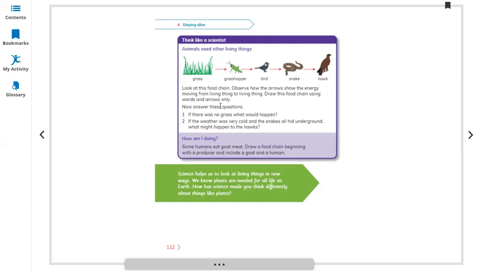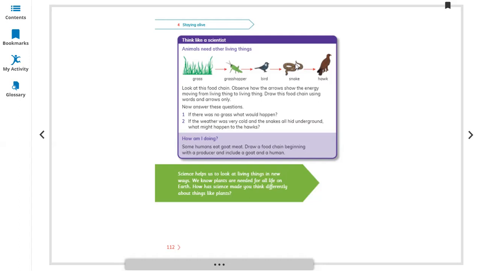Now answer this question. What would happen if there is no grass? Because the chain starts from here. If there is no grass, then the grasshopper cannot eat. There is no energy, it dies, and then the bird cannot eat the grasshopper because it's already dead. Like this, the food chain does not start. Then at the end, the hawk eats the snake, but the snake is also hungry and it's not eating the bird. It died. So what do you think happens if there is no grass?